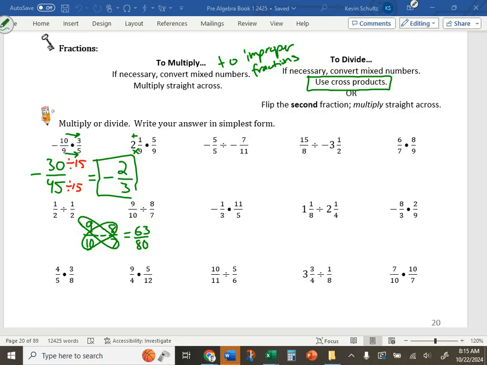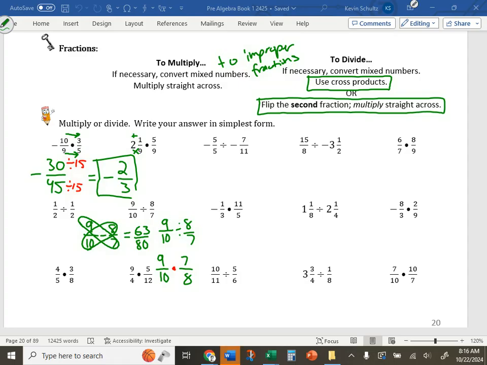So the other method is flip the second fraction and literally rewrite it as a multiplication operation. Meaning, if we start with 9/10 divided by 8/7, we are going to flip that second fraction and rewrite it to be 9/10 times 7/8. Right? That second fraction has been flipped. It's got to be the second one. Can't be the first one. Got to be the second one. And when you flip it, the operation changes to multiplication.